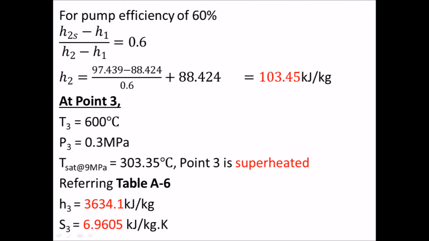The temperature is 600 degrees Celsius, which is much higher than the saturated temperature. So it is superheated condition, refer to the table of 6. We will get H3 equals to 3,634.1 kilojoule per kilogram, and S3 equals to 6.9605 kilojoule per kilogram Kelvin.